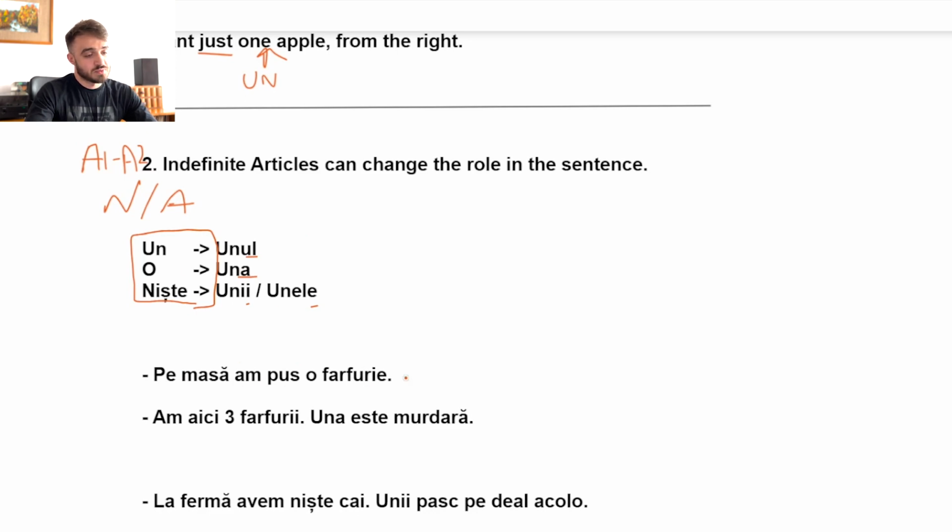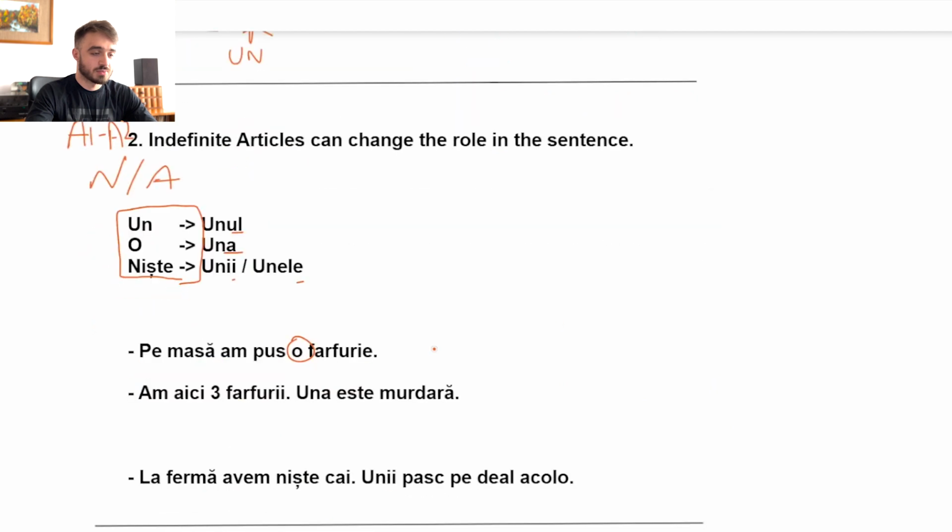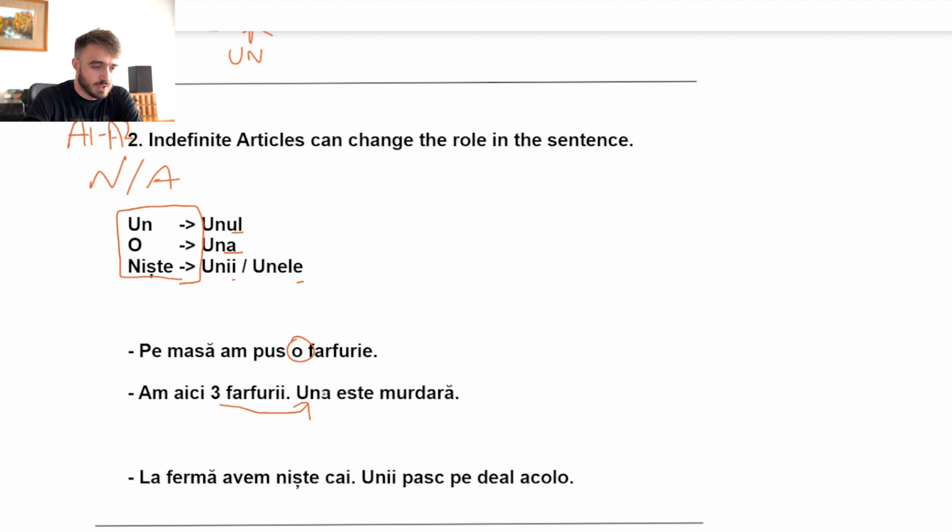So, pe masă am pus o farfurie, that means on the table I put a plate, right? O, if you want to use this first item here, obviously pe masă am pus o farfurie can mean also on the table I put one plate, right? That's quite straightforward, that's quite easy. But then what happens if you have 3 plates and one of them is dirty? So one of them, when you select one out of a group, as it is here, am aici 3 farfurii, una este murdară, so basically you're selecting one from the 3. From the 3 plates that you have, one of them is dirty. So you have 1 out of 3, right? One of them is dirty.